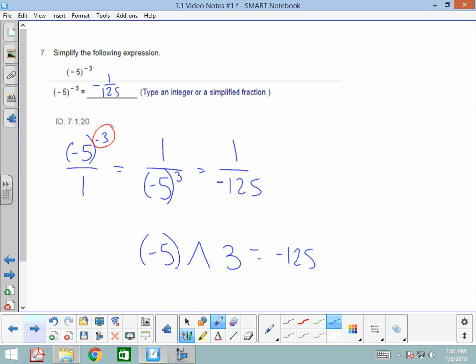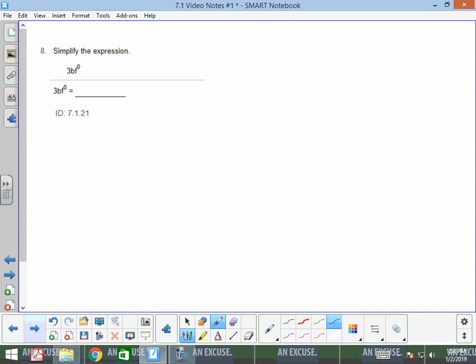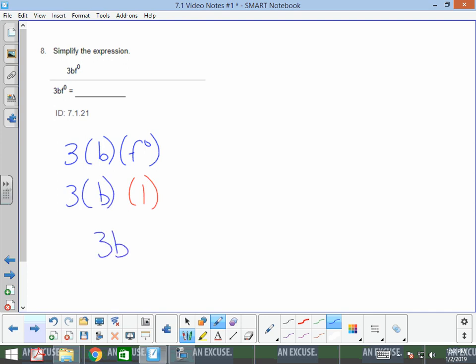All right, so that's about negative exponents. Let's look at whenever the exponent is 0. When the exponent is 0, first of all, this is 3 times b times f to the 0 power. Anytime you have a base with a 0 power, that actually becomes a 1. So f to the 0 power becomes 1. Any number to the 0 power equals 1. So 3 times b times 1 is 3b.